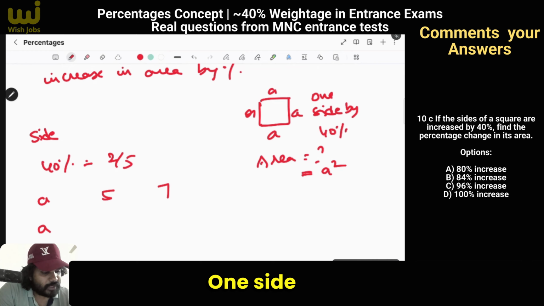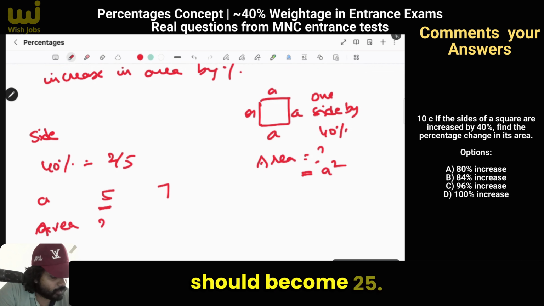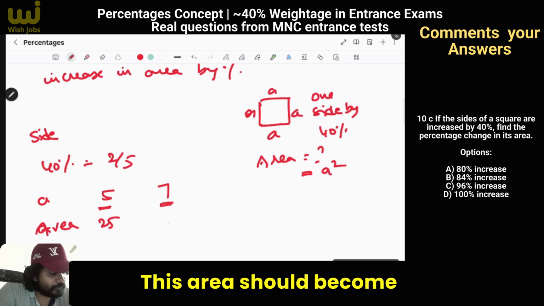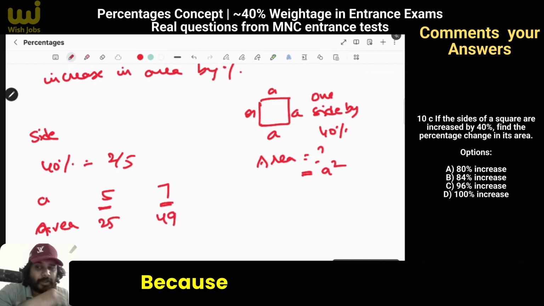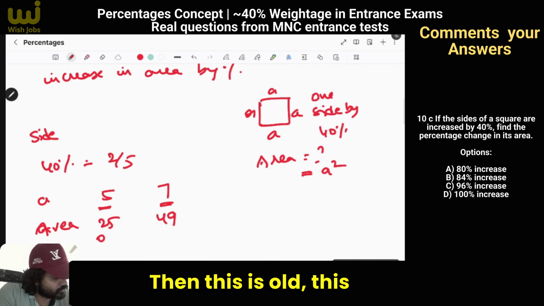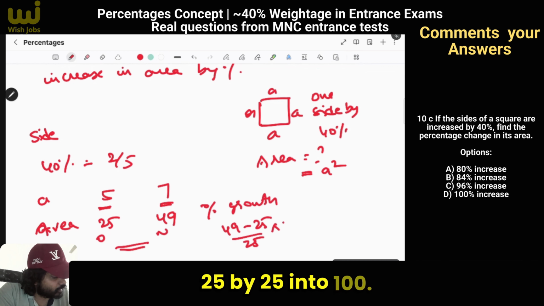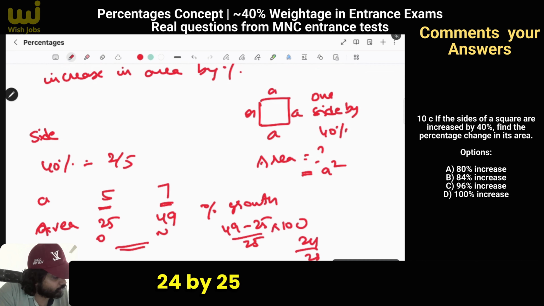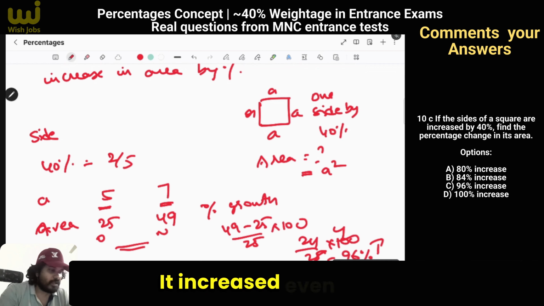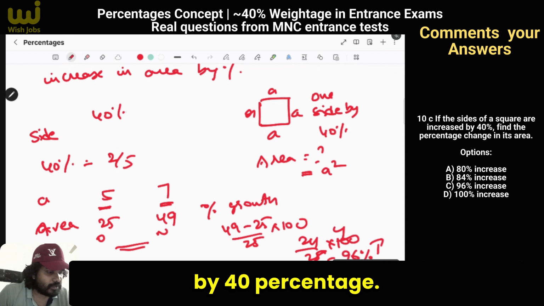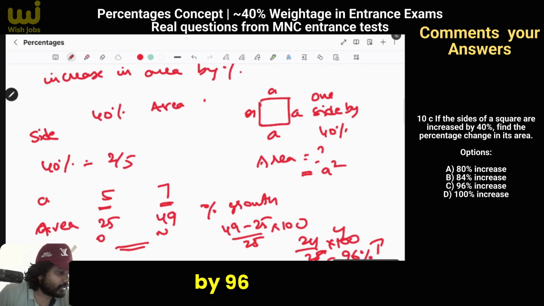Okay, one side is 5. That means area should become 25. This area should become 49. Because for the area of the square, we need to do multiplication. Then this is old, this is new. Find the percentage growth. 49 minus 25 by 25 into 100. 24 by 25 into 100, which is 4 into 24, which is 96%. It increased. Even though the side increased by 40%, the area increased by 96%.